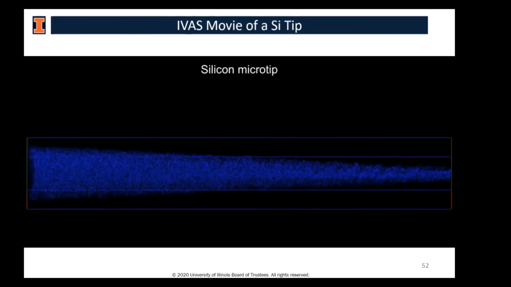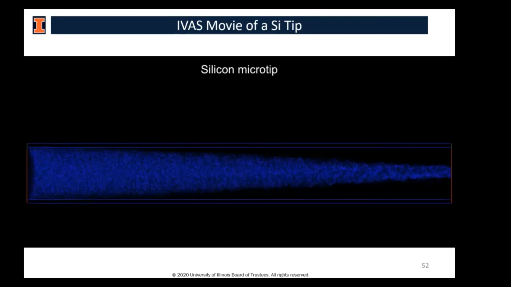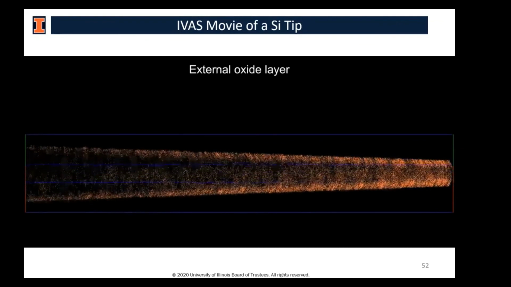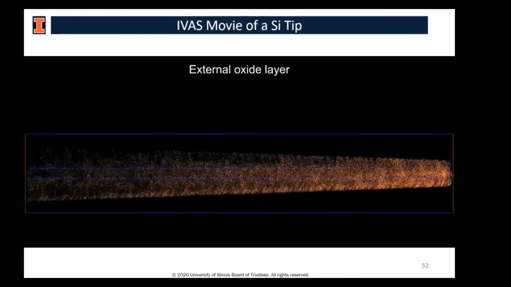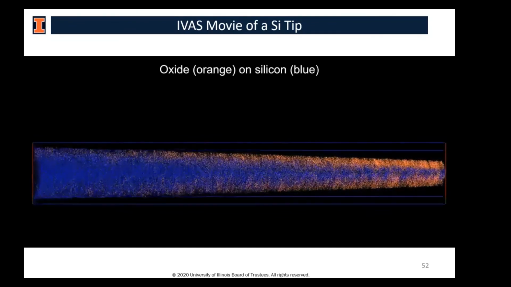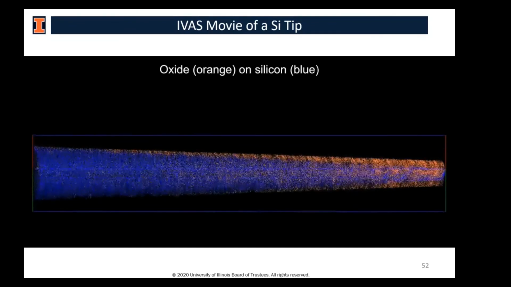This is a video highlighting the silicon and the oxygen measured in a different silicon microtip with a thicker oxide layer. As can be seen from the video, the oxide is located on the outside of the silicon post, where the silicon oxide is formed due to air exposure.